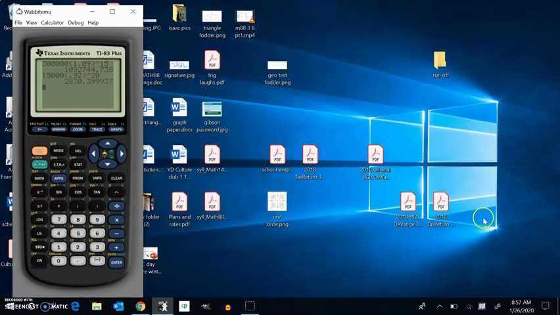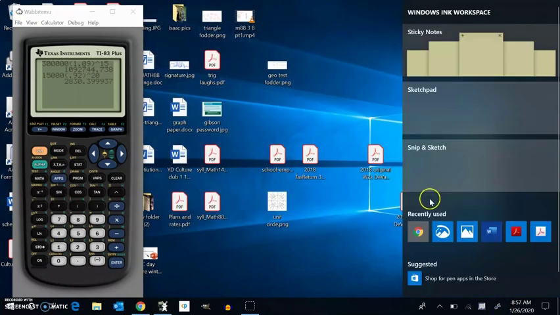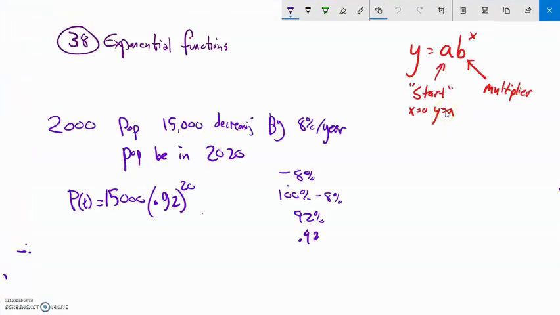So there you go. There's going to be three types of questions in the assignment. One of them this type, one of them doing some comparisons, and then writing those equations from tables. So good luck. Message me if you have any questions.